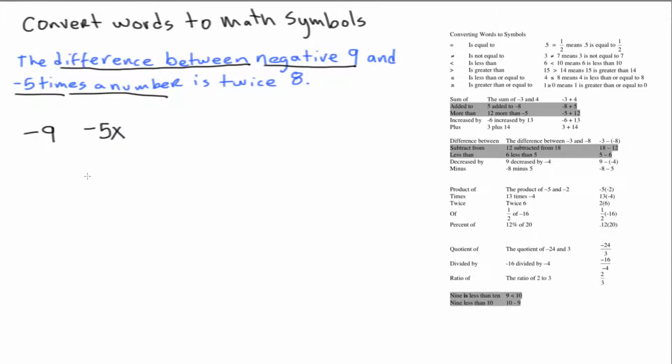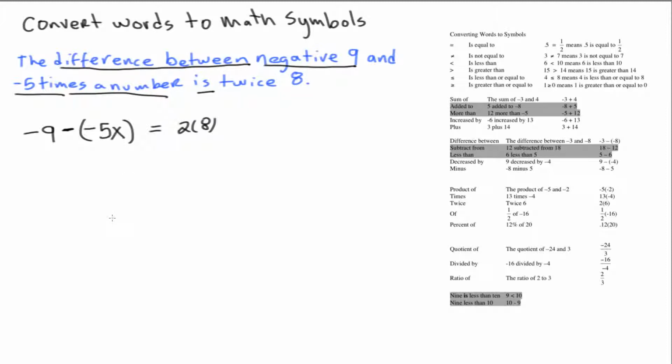Okay. Now we haven't done the difference between yet, and that would be right here. So we're going to put a parentheses right there. Okay. Is equals twice 8. Let's look for the word twice. So in this example, twice 6 is just 2 times 6. So twice 8.